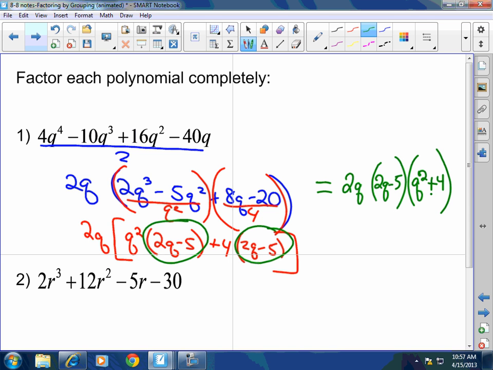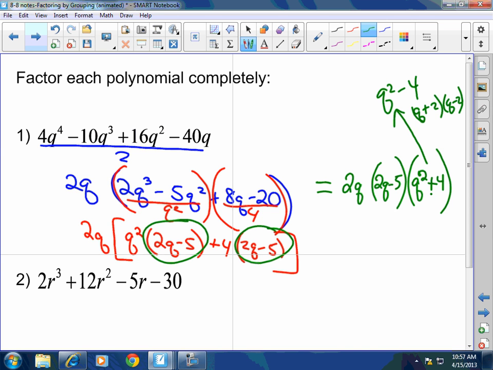What kind of a factor would that be? Guys, if that was q squared minus 4, how would I factor that? Q plus 2, Q minus 2. It's called the difference of squares.